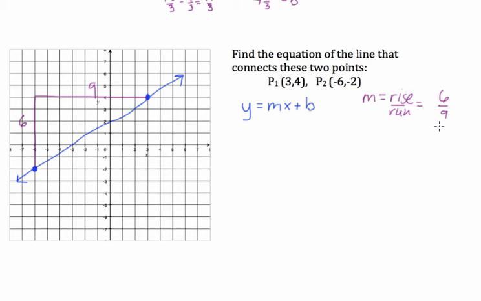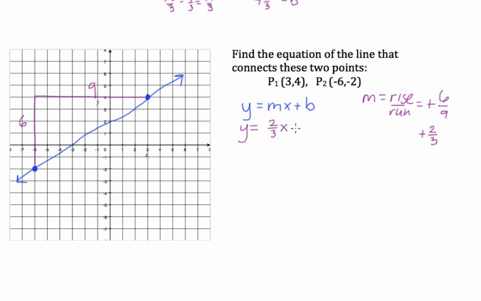Check your negativeness. Is this line going uphill or downhill from left to right? So from left to right, we're going uphill. Therefore, the slope is positive. 6/9 reduces to 2/3. So my m number is positive 2/3, so I can fill that in. Y equals positive 2/3 x. Now we need the b number.